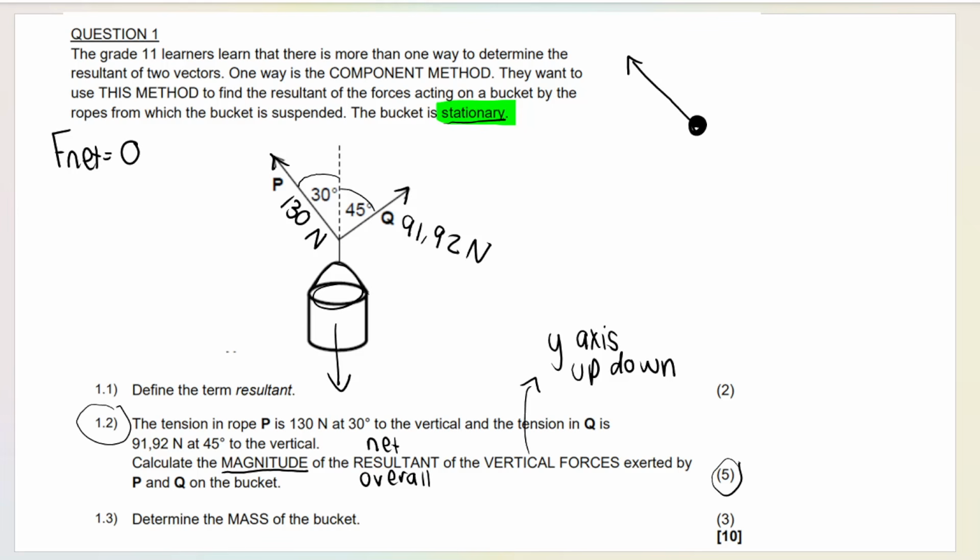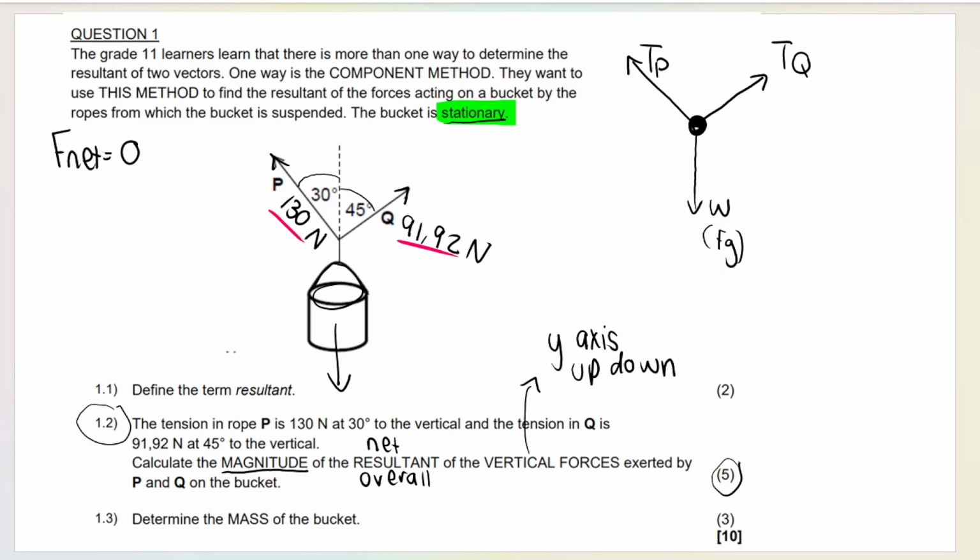This will be the tension in P. This would be the tension in Q, and this would be the weight. Okay, the weight, or you can say FG. It doesn't matter which one you say. Notice, first of all, how I'm saying TP and TQ. You can't just say T and T, because if you label them both T, you're basically telling me that they're the same size. And we know they're not. This one's 130, this one's 91,2. So they need different names.